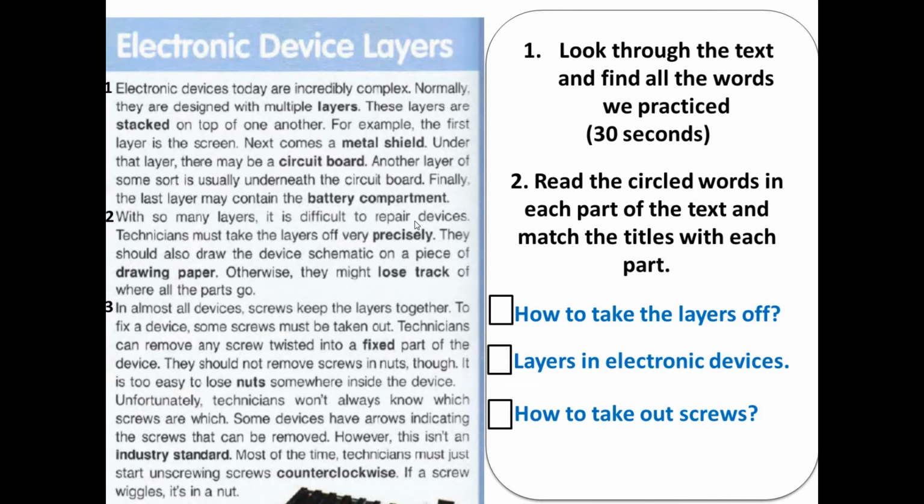Now we're gonna work with the text in order to get more information about electronic device layers. Look through the text and find all the words we practiced earlier. For example, the first one is layers. You have 30 seconds in order to find all the others.